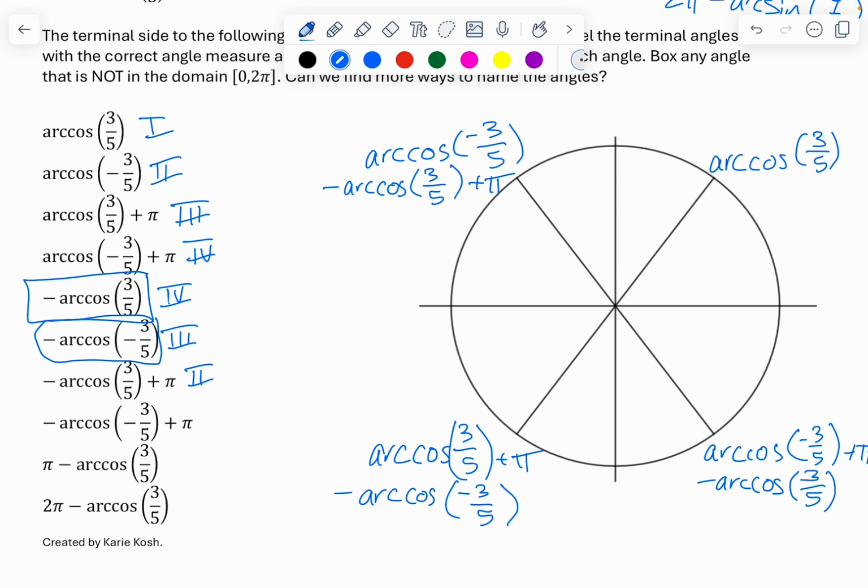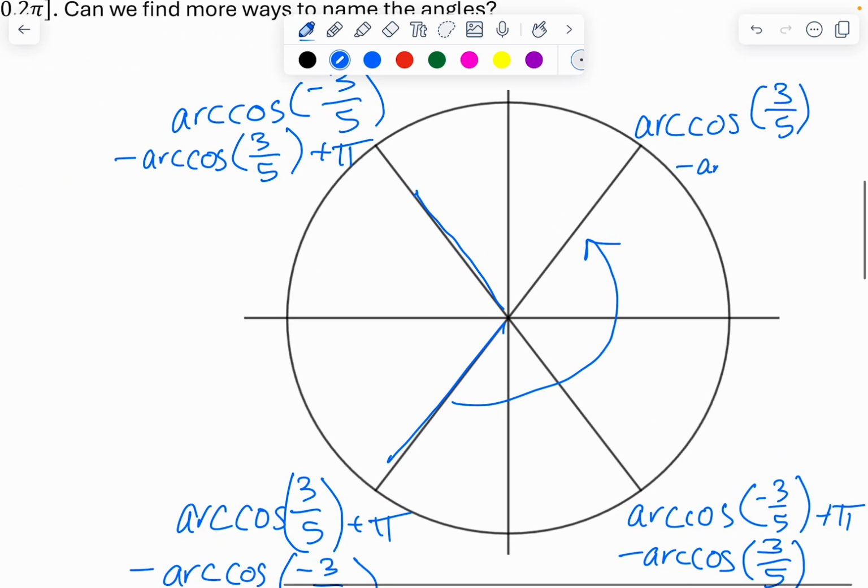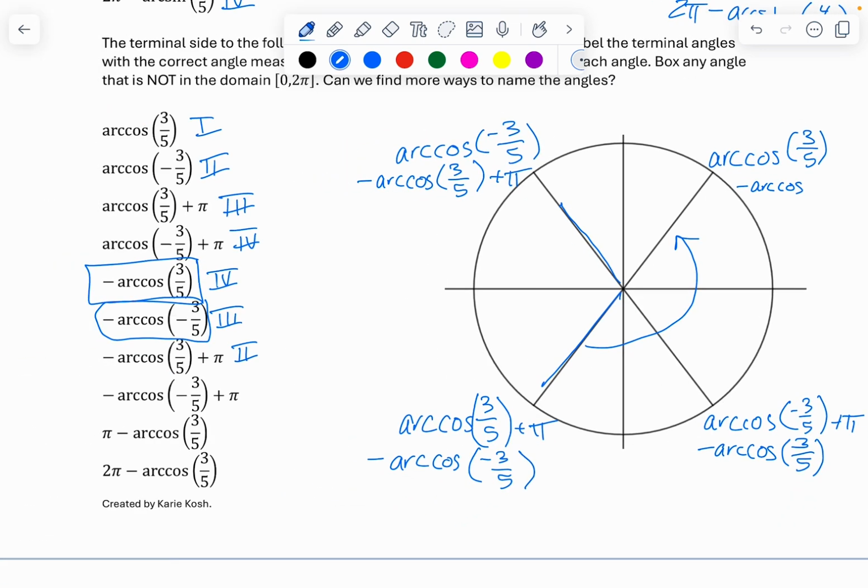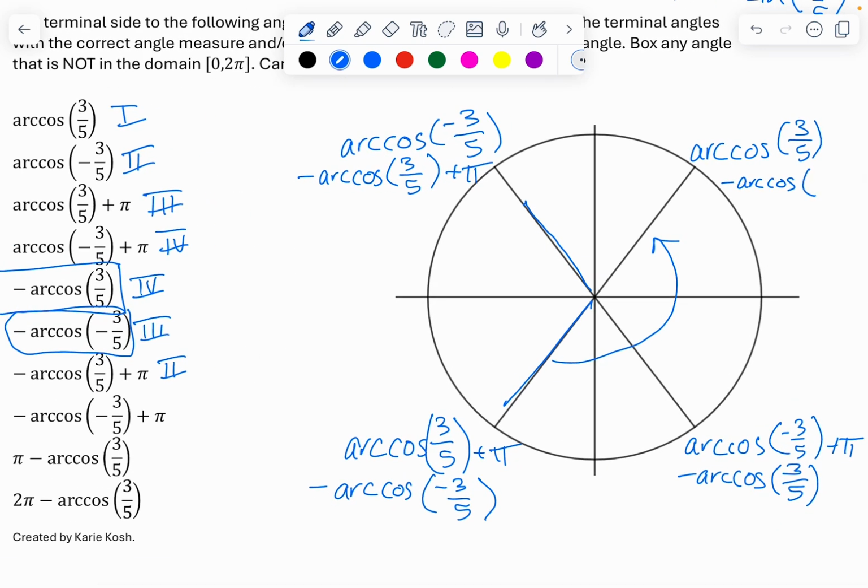Okay, the next one. Negative arc cosine of negative 3/5. Okay, arc cosine of negative 3/5 is in quadrant 2. So that's here. Then I make it negative. I'm now in quadrant 3. I add pi. So it's a negative value, but when I add pi, I'm positive again. And so this one is negative arc cosine of negative 3/5 plus pi. I did not save myself enough space. There you go. Let's clear the clutter.